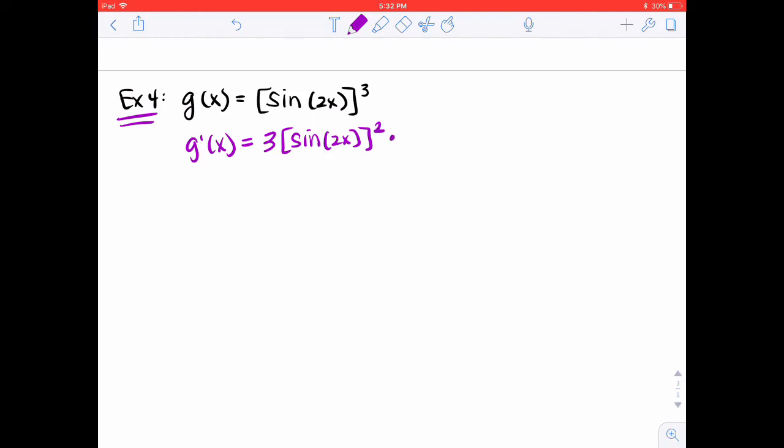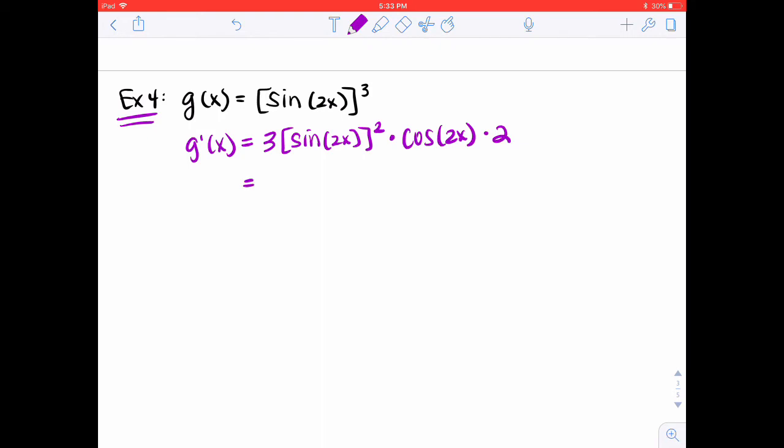Then we're gonna multiply by the first inner function, the derivative of the first inner function. So the derivative of sine is cosine, and keep that other inner function there. And then we're gonna multiply by the last inner function, the derivative of that, which is 2. And that's how we're going to find the derivative of this whole function here.